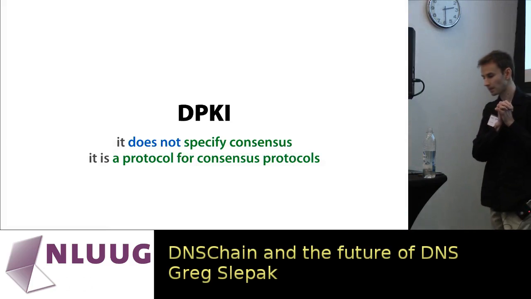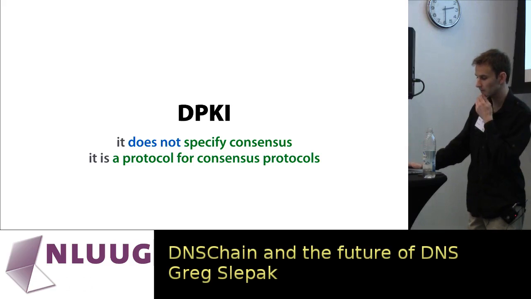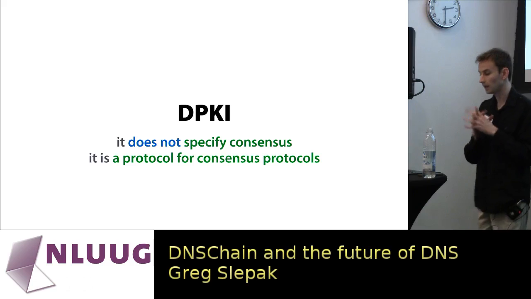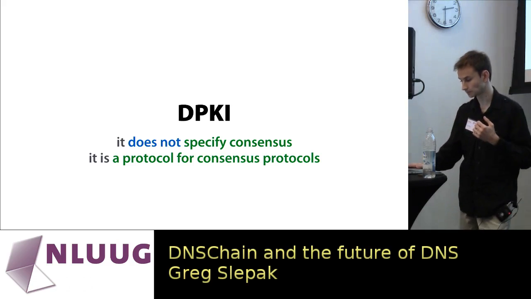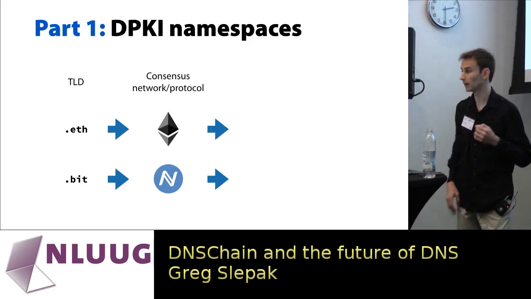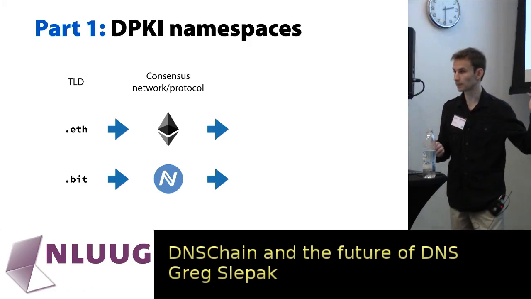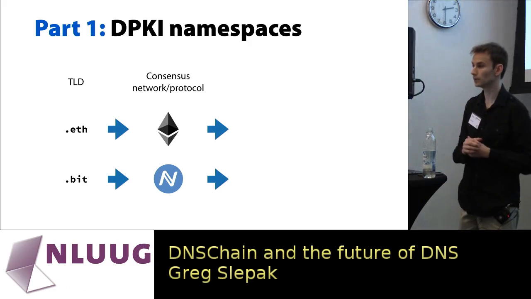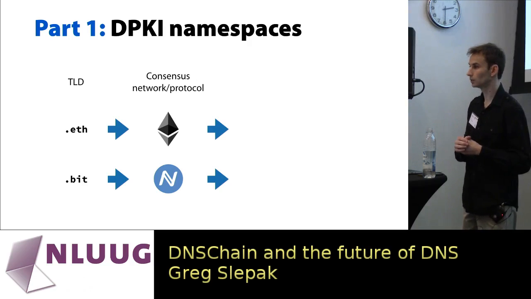So DPKI does not specify consensus. It's a protocol for consensus protocols, and it says that protocols that participate in DPKI have to be secure consensus-based namespaces. Now, DPKI in 2 parts. So here's an example. How do you specify which consensus system you're using? You can use a TLD. So .eth would point the user to using some kind of lookup method, like a thin client, to the Ethereum network.